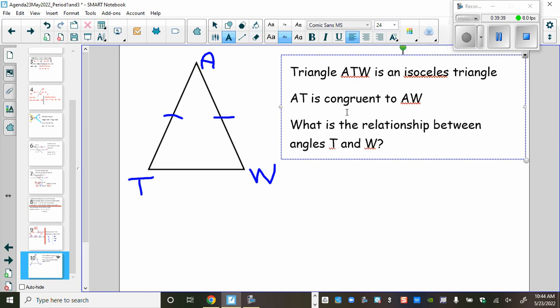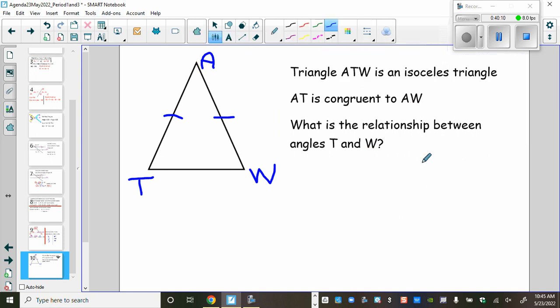So notice how these two sides, A to T, A to W, are congruent. What then do we know about these opposite angles, angle T and angle W? What will their relationship be? So these two sides are congruent. What do we know about the relationship between these two angles? Who could tell us?